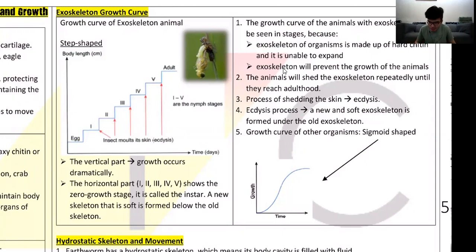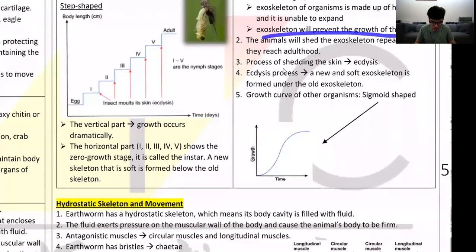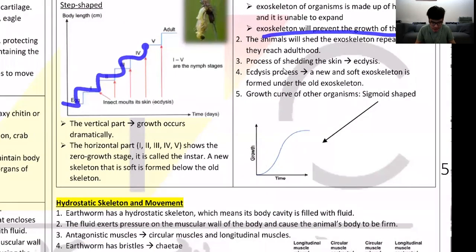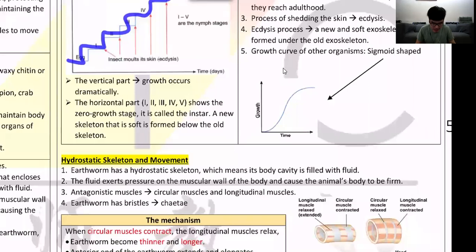Okay, so the exoskeleton will prevent the growth of the animal. This is why they grow in stages. The key point here: the stage where they don't grow, we call it instar. And when they break the shell and grow, they will just grow massively in a straight line. We call it ecdysis.